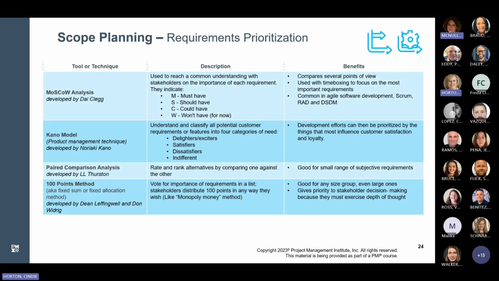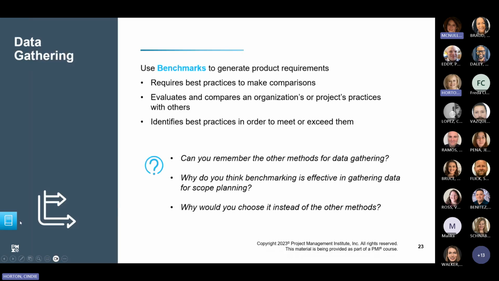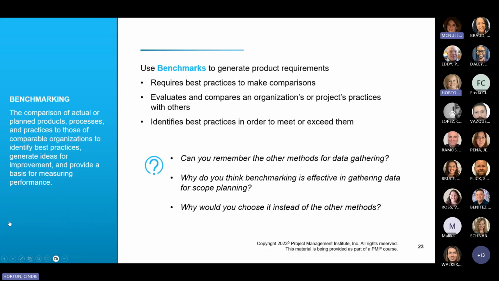All right. There was a definition on that previous one. I didn't know if you wanted to show that. Sure, let me go back to it. Oh, I'm sorry. If I read it out normally, I'll normally not show it on the screen, but I should have. So benchmarking is the comparison of actual or planned products, processes, and practices to those of comparable organizations so that you can identify best practices, generate ideas for improvement, and provide a basis for measuring performance.